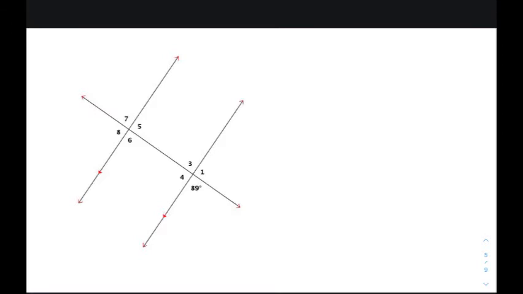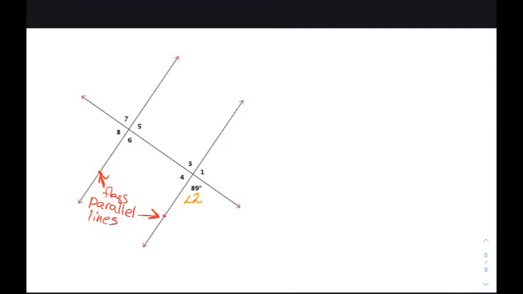So this angle given here, we're going to call him angle 2 because that's going to match up with our sequence. But we also have these two lines. And these two lines have these little red flags on them. The little red flags tell us that we have parallel lines.